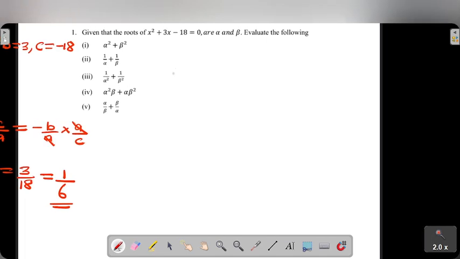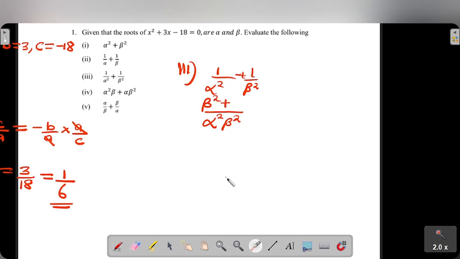Then we have part 3. So for part 3, what we have is 1 over alpha squared plus 1 over beta squared. So even here, we'll find the common denominator, which will be alpha squared beta squared. So you start dividing. Alpha squared into the denominator, alpha squared cancels with alpha squared, then you remain with beta squared. So beta squared times 1, we have our beta squared.